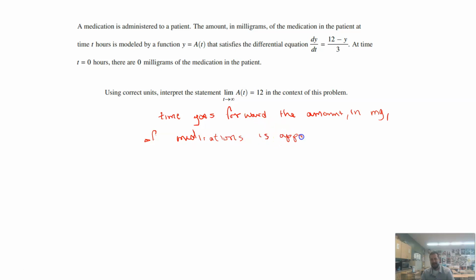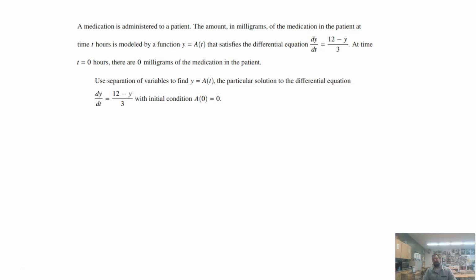Because that's really what it's saying here. That's always what a limit is. So we're saying that this is approaching 12. That's it. That's all you have to say. You got milligrams. Time moves forward. I mean, you could say time in hours, but you don't really have to say that. We just have to make sure we get the milligrams right for the fact that the medication is going towards 12 milligrams.